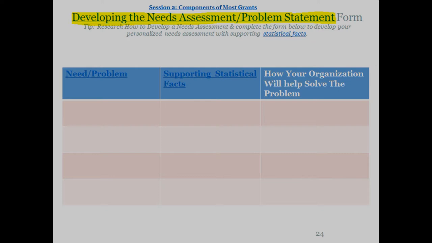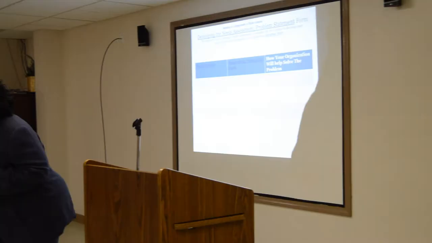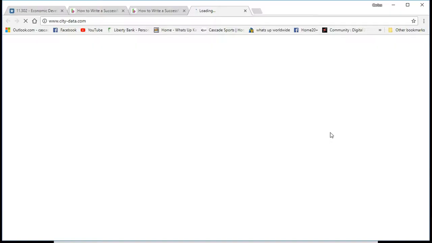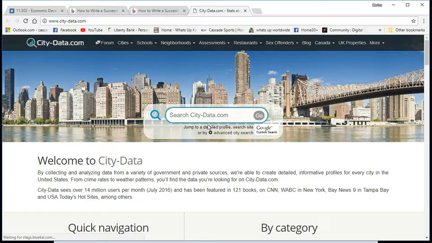How in the world am I gonna create a needs assessment? I've never done anything like that before. Here we go. We're gonna click needs and problem statement. Hopefully this is gonna open, and it did, yay. Okay, and we're gonna put in a zip code. I'm gonna do 27 because I know that one, and I wanna be able to have something to show you, but you can just do yours. And this is gonna come up.